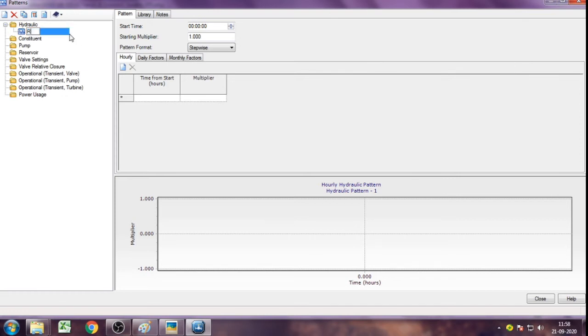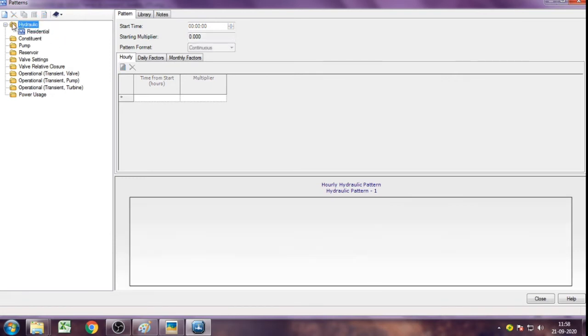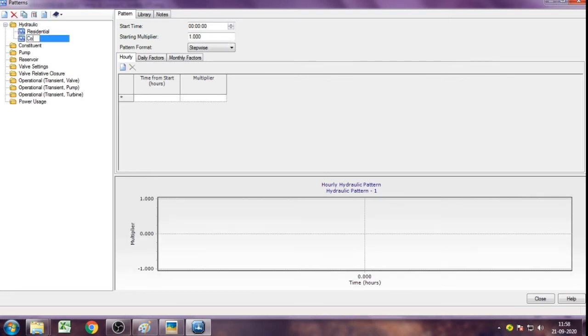One case will be generated here, hydraulic pattern 1. I will rename it as residential. This means that the water demand pattern here we will be considering for a residential building, and another I will be creating as the commercial hydraulic case. So now first let us start with the residential. First let us start with the start time. Let us keep it as 12 am. This means that we are keeping the start time as 12 am.